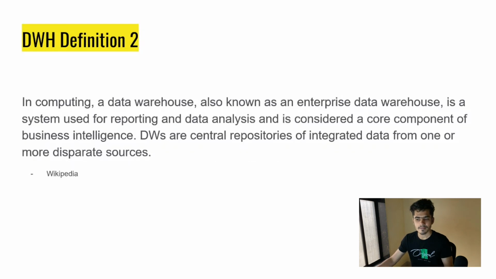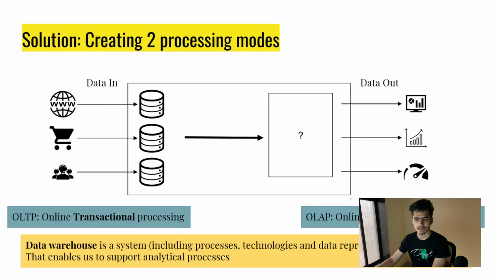Now let's look at the second definition. In computing, a data warehouse, also known as enterprise data warehouse, is a system used for reporting and data analysis, and it is a core component of business intelligence. As we talked about in part one, the data is coming from multiple sources, then it is stored in our operational or transaction database. Then we build some kind of ETL system in between and build a data warehouse so that we can get analysis at the end. Data warehouses are central repositories for integrated data from multiple sources. So this makes sense with what we discussed over here.